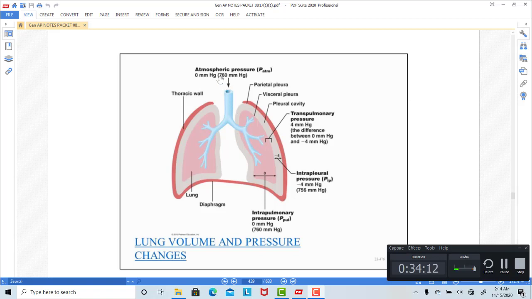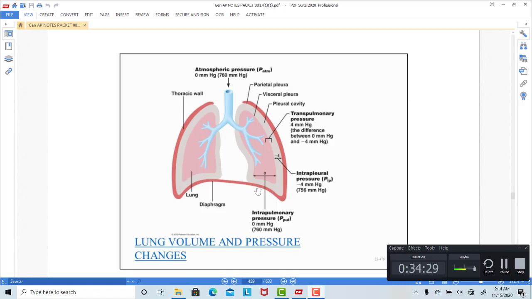So once this rises and becomes higher than the pressure inside the lungs, which is intrapulmonary pressure, that's what forces air to move into the lungs. And then once atmospheric pressure and intrapulmonary pressure are equal, there's no more airflow.